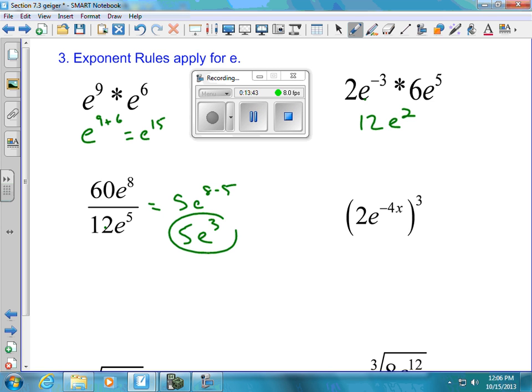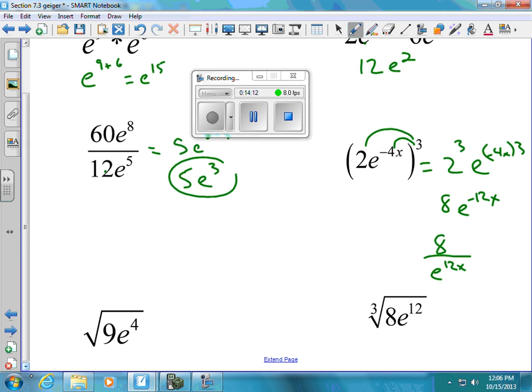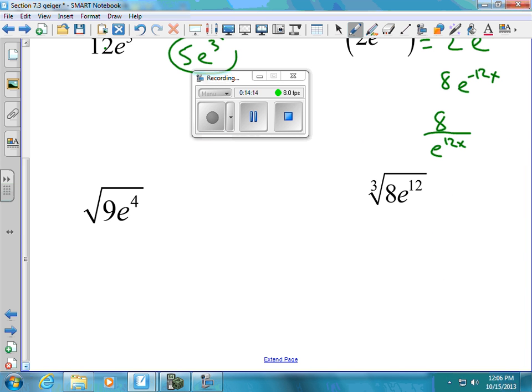Here we have one we can't exactly plug in our calculator because there's an x, but we can use the power rules. We distribute that 3 to both terms inside. I get 2 to the 3rd power times e to the negative 4x times 3. That's 8e to the negative 12x, or 8 over e to the 12x. And that's a negative power that goes down to the denominator. And lots of fun with that in chapter 5 and 6.